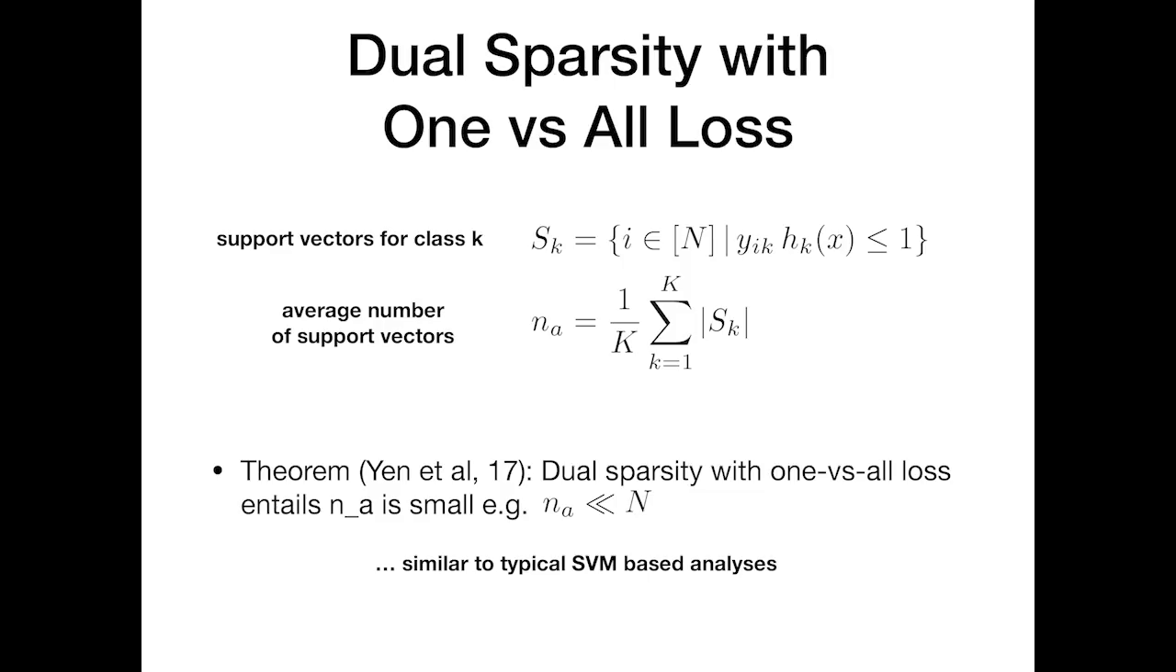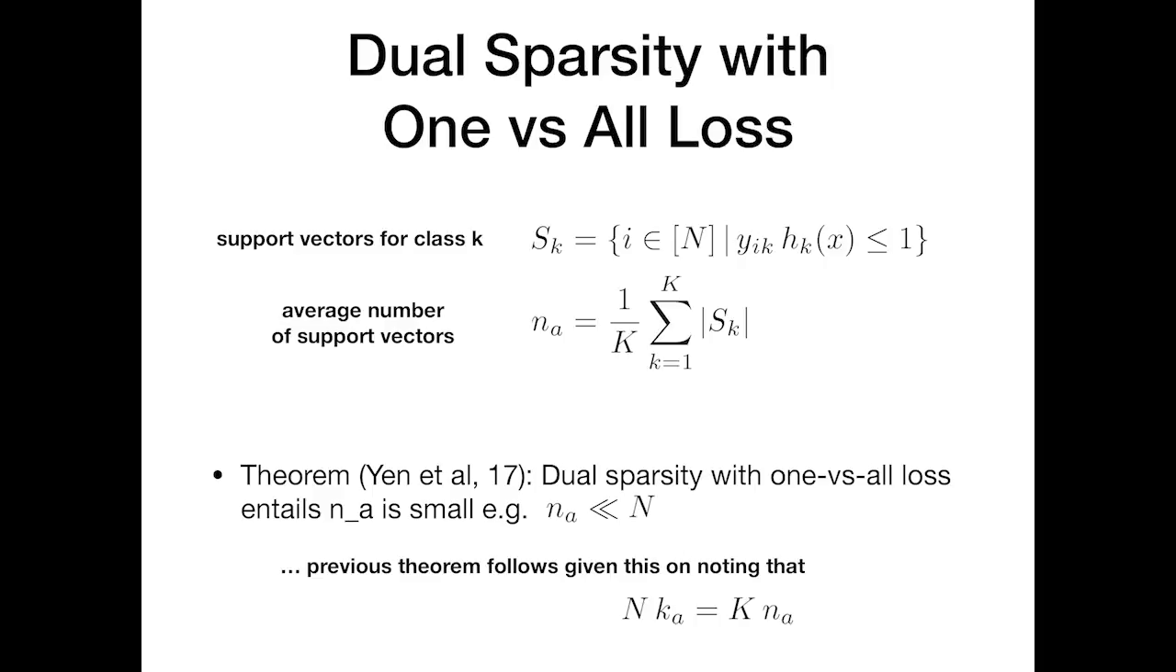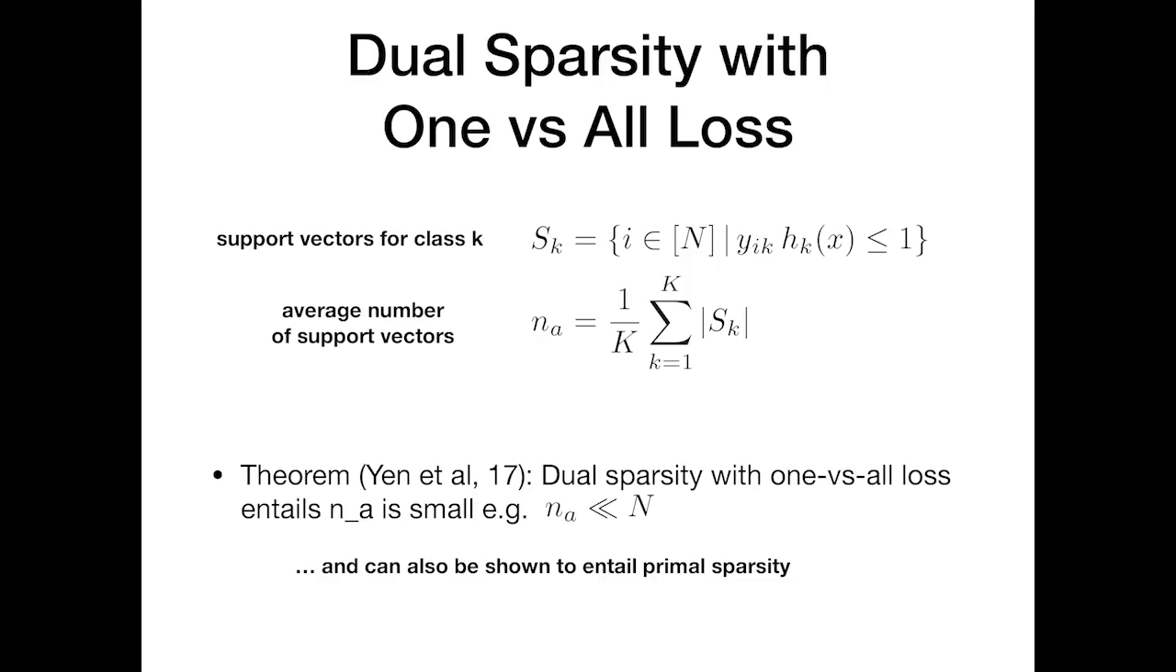So that's an assumption. This NA is extremely smaller than n, and then the previous assumption of the number of active labels also follows from this, because capital N times the average number of active labels is capital K times the average number of support vectors, right? Because both of these are just equal to the sum of all support vectors across all classes. And so the average number of active labels and the average number of support vectors are really just two sides of the same coin. So if one is small, the other will be small also, right? And you can also show that the dual sparsity would entail primal sparsity, similar to before.